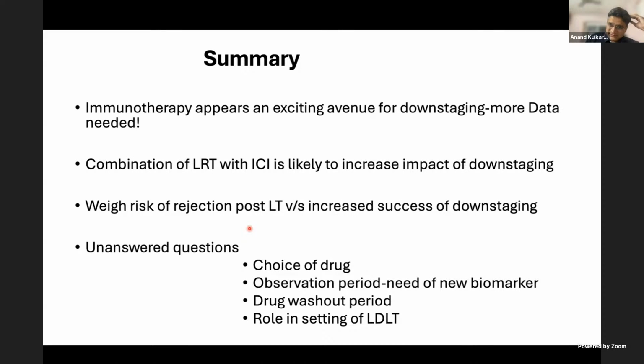Regarding the role of these drugs in LDLT, where the donor is readily available, we don't want any bridging therapies. We don't want anything to prevent the recurrence. We want something to downstage these patients in an economical way and improve their survival.